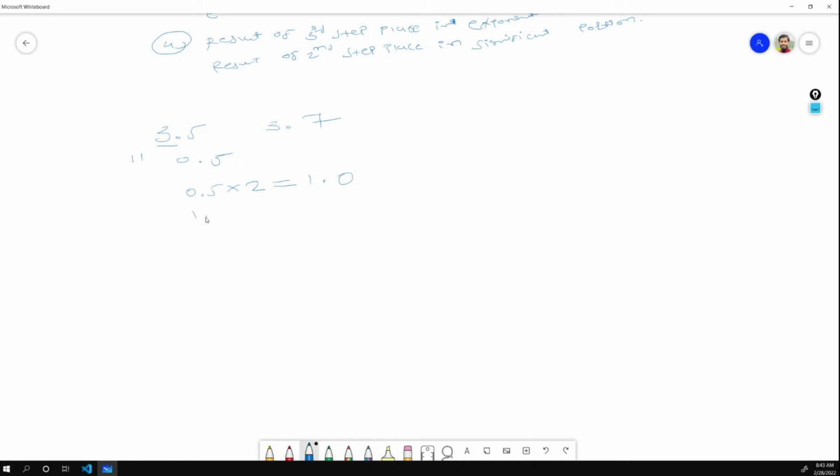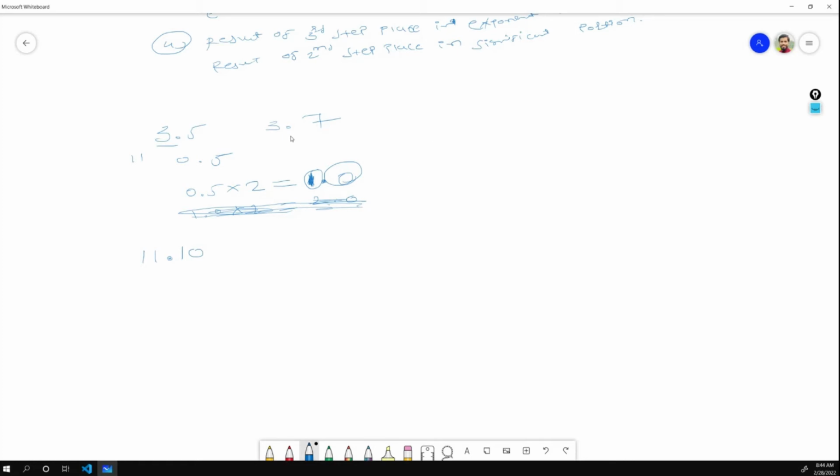Then I multiply 1.0 by 2, which gives 2.0, but my data gets the 1.0. That means here I will get the value 1 and here 0. Then I do not have to do anything further. So my binary of 3.5 is 11.10. Directly I have to write 10.